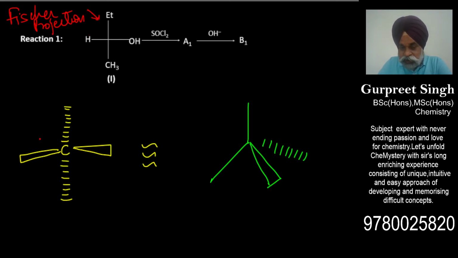The groups present on the vertical lines are actually going into the plane of the slide. This ethyl is going into, and this methyl is also going into the plane of the board. The carbon at the center is in the plane of the copy or the plane of the slide. And the OH, the groups on the horizontal line, are coming outward. So make it a point: the groups present on the horizontal line are coming outward and the groups present on the vertical line are going inward.